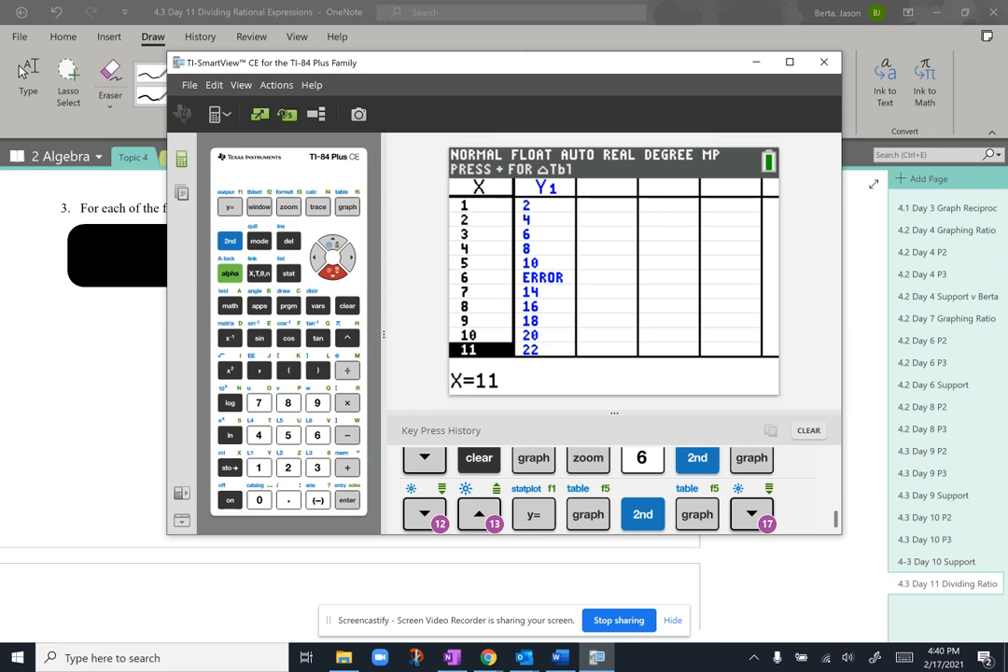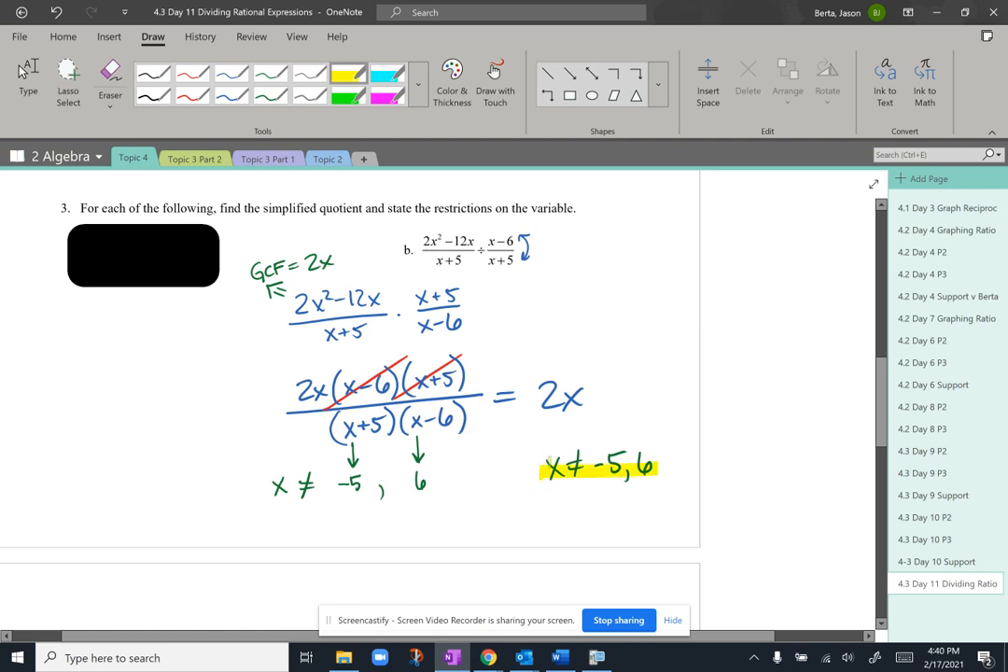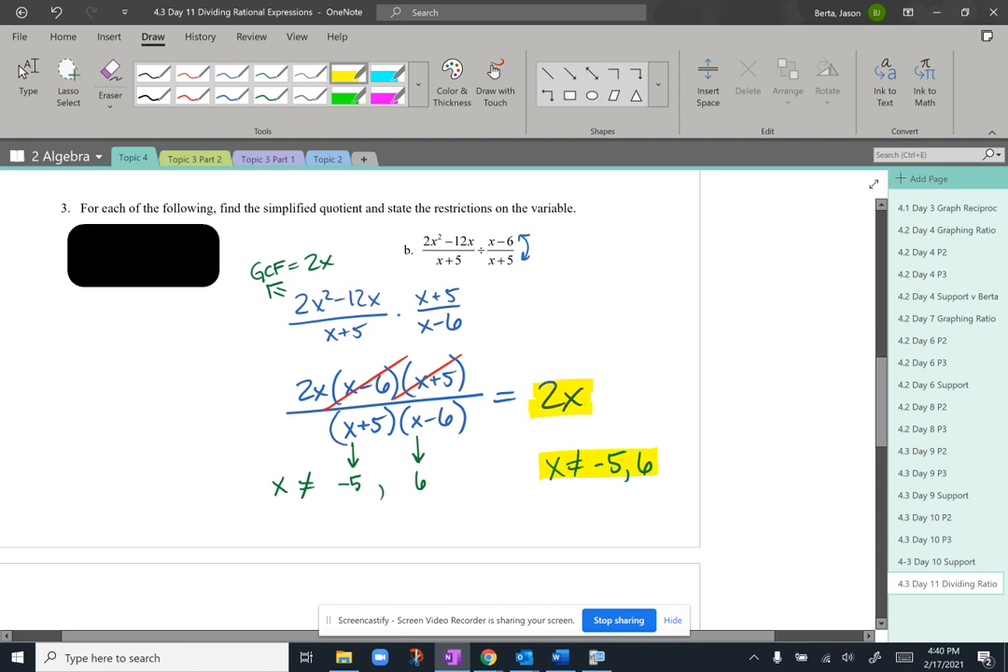So our graphing calculator confirms that we indeed found those two restrictions on the domain of x equals negative 5 and 6. Those are the values that make this function, the equation here, undefined. And those are holes in the graph, which otherwise is a straight line with a slope of 2 going through the origin.